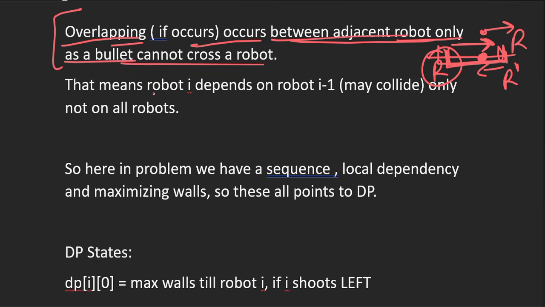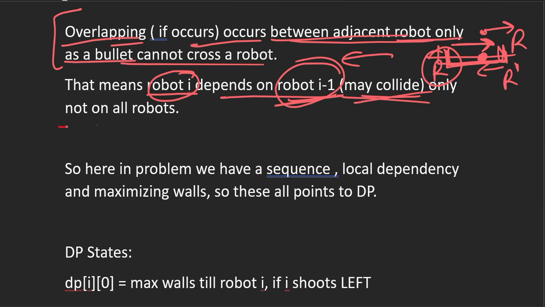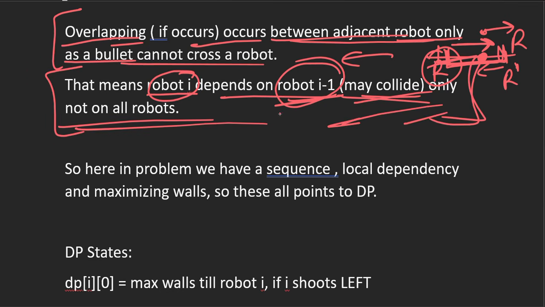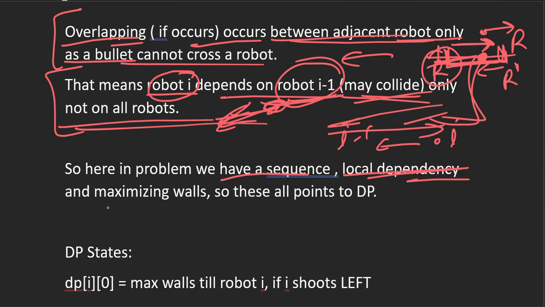What does that mean? That means robot i depends only on its previous robot, that is robot i minus 1, if collision occurs, right? It doesn't depend on all the robots. Its answer depends only on the previous robot. So if we look at the problem properly, we have a sequence of robots, and the ith robot depends on the (i minus 1)th robot, that is, a dependency is there, and we have to maximize the number of walls.